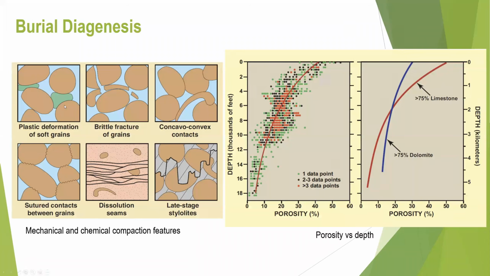So if we look at this one, for example, in this part you can see the grains, but because of the ductile character of the grains, you can see convex and concave contacts of the grains because of physical compaction. For brittle grains, we can see fractures. Mostly in dolomite, we can see this type of fracture. And again, we can see the contact of the grains with compaction.